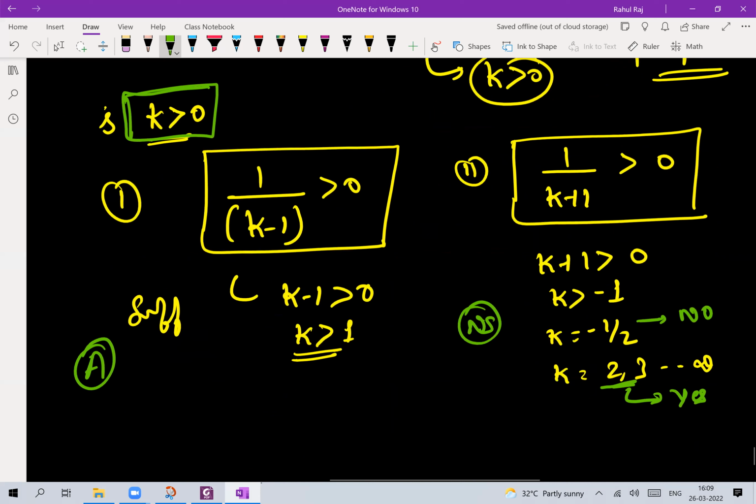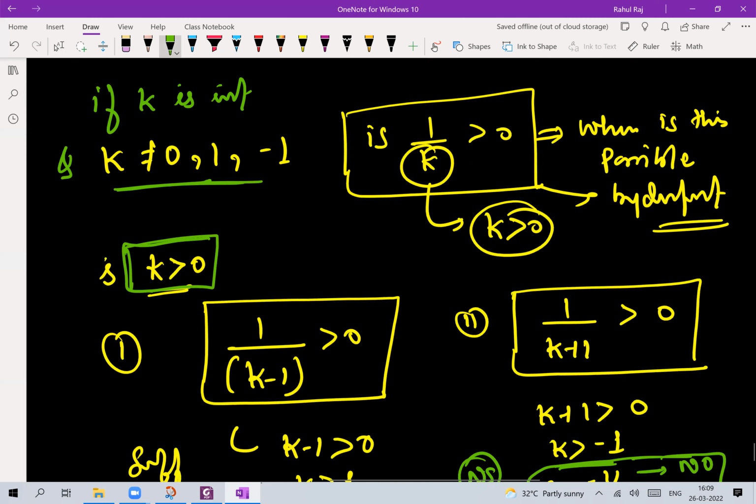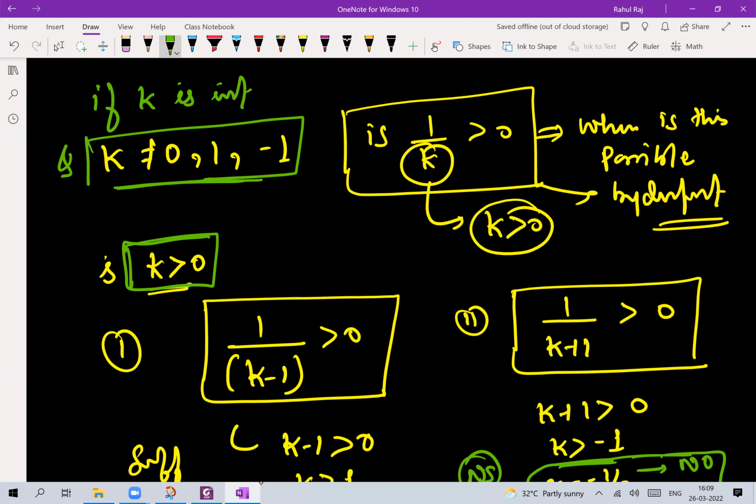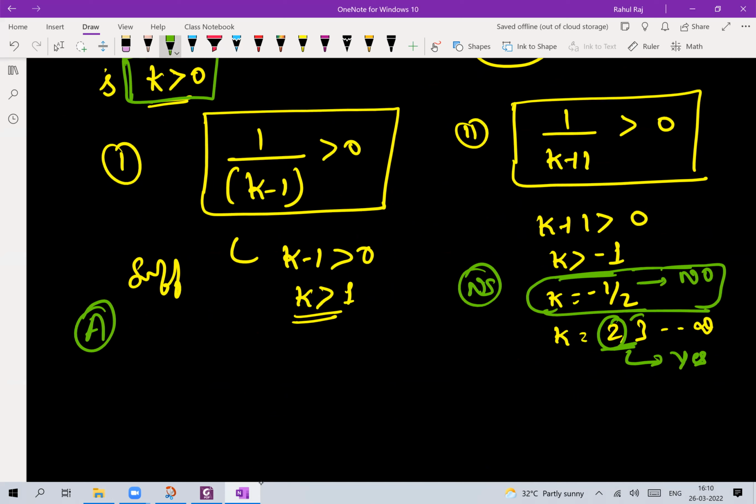Option number 2 says k is greater than -1, but it also says that k is an integer. Then k can't be negative half now, right? It is given to me in the question that k is not equal to 0, 1 and -1. So when I say k is greater than -1, the next value that k can take is from 2, 3 to infinity, right? So even this will be sufficient. So answer would be D, not C. D. Sorry. Yeah. When both are individually sufficient, right?